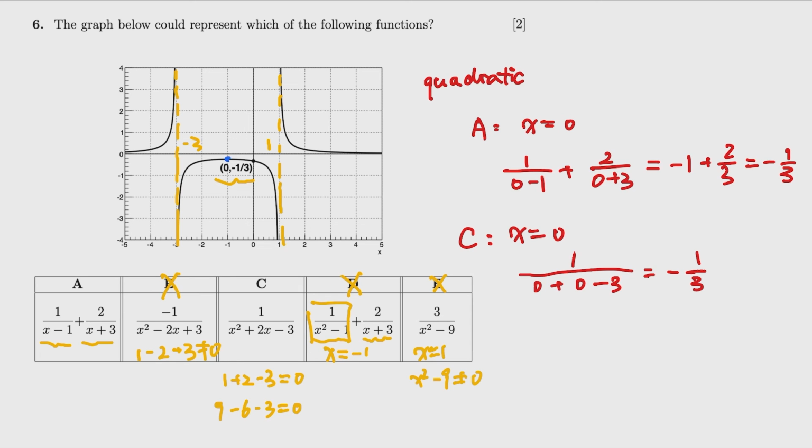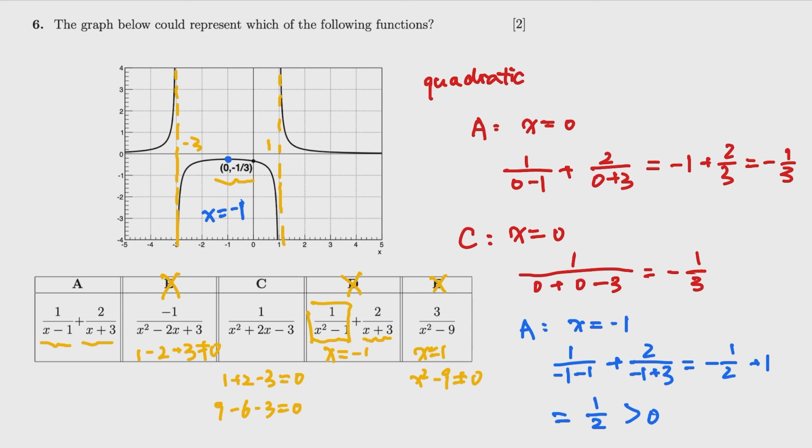I'm going to choose x equals minus 1. If you put x equals minus 1 into option A, you will find 1 over minus 1 minus 1 plus 2 over minus 1 plus 3. And that's going to be minus a half plus 1, which is going to be greater than 0. But according to the graph, we can see that when x equals minus 1, the function should be below the x-axis, which means that it should be smaller than 0. So A is not the right answer, and C is the correct answer.